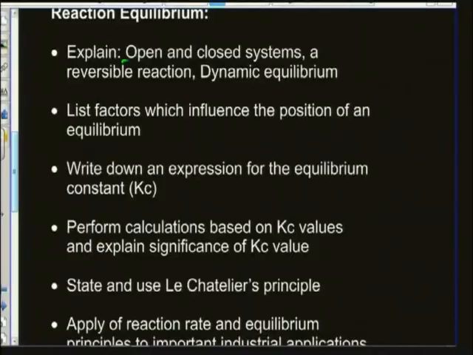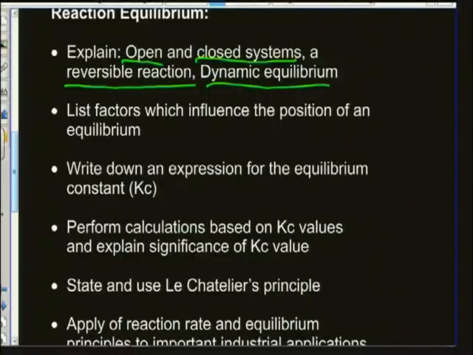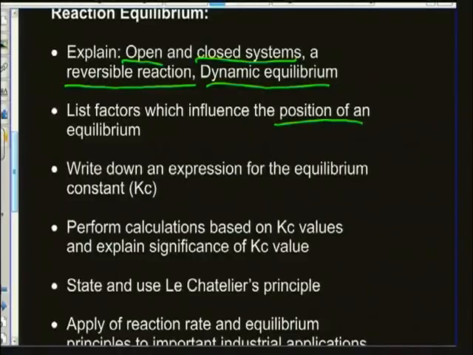Now, the other very important part of reaction rate is reaction equilibrium. In reaction equilibrium, you should understand what we mean by an open system, what we mean by a closed system, and what we mean when we say a reaction is reversible. At what state do we say a reaction has reached dynamic equilibrium? And you should also be able to list and understand factors that influence the position of equilibrium. We mean factors such as temperature, pressure, as well as concentration. You should understand how they affect the position of equilibrium.